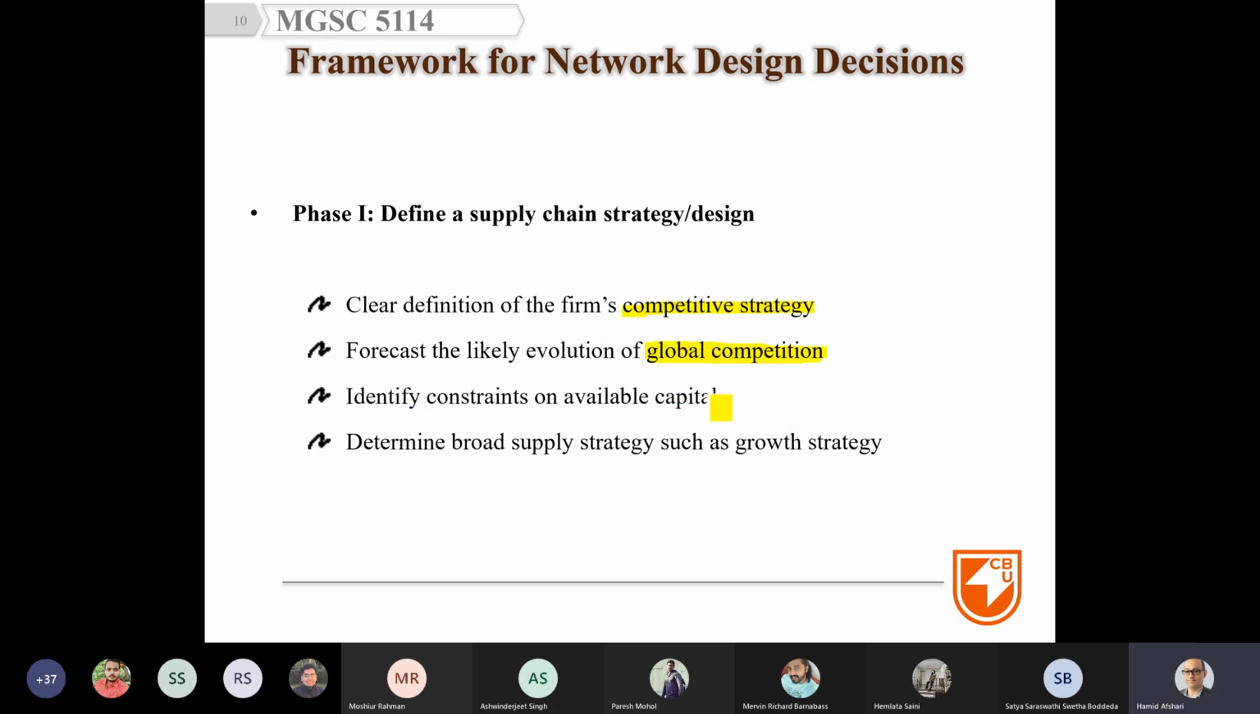Identify constraints on available capital. For example, you don't have enough money, or you have enough money, or you are gaining so much capital, or you have a lot of land you can easily sell to gain some money and then establish a new market. These are things you should think about. Determine broad supply strategies such as growth strategies. After you consider all of these factors, you may think, should I grow my business, or should I stay at the level I am right now? I am happy where I am, I don't need to grow. That's the output here.